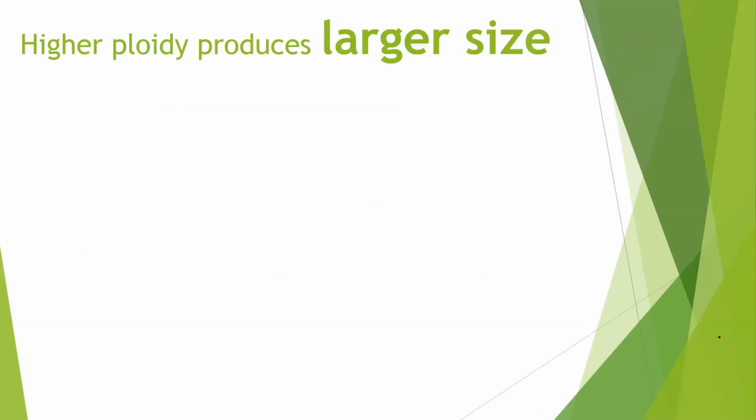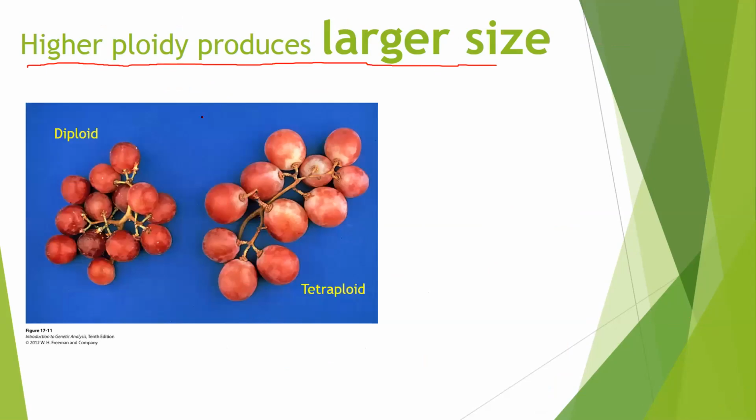Okay, so in plants, what is the benefit of having more than 2 sets of chromosomes? The higher ploidy will produce larger size. So this is an example. If we look at the diploid and the tetraploid grape and put them side by side, you're going to see a difference immediately. This one is much larger than this one. This is because of the different dosage of gene expression.